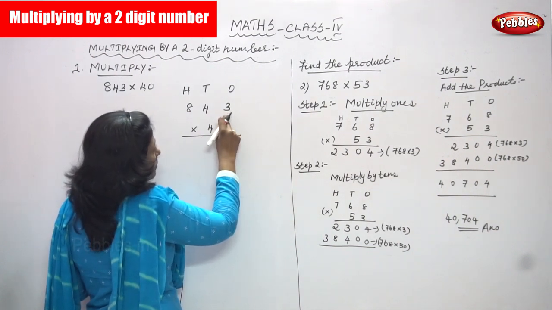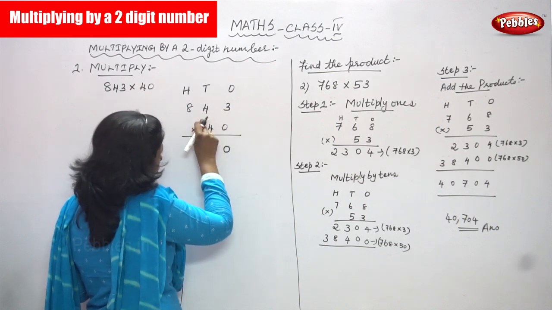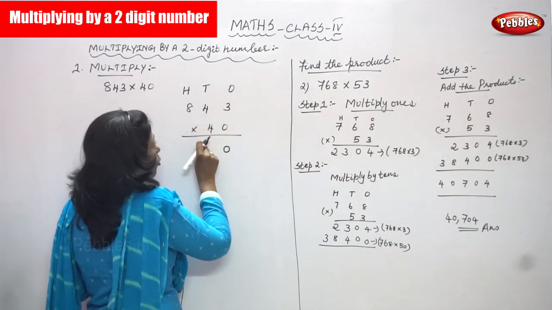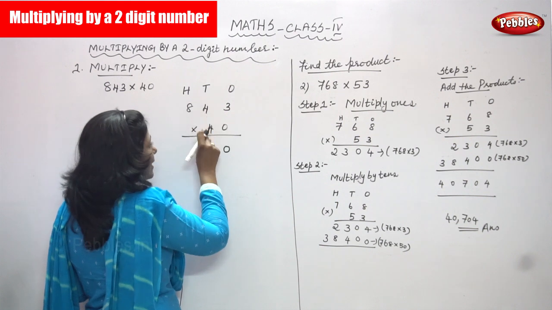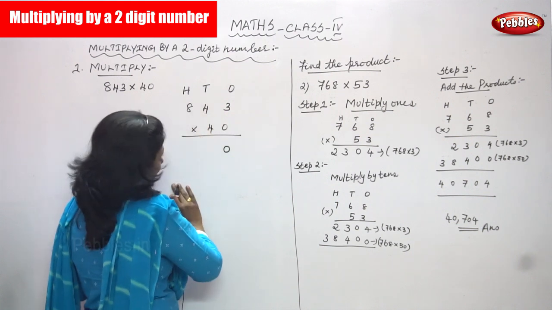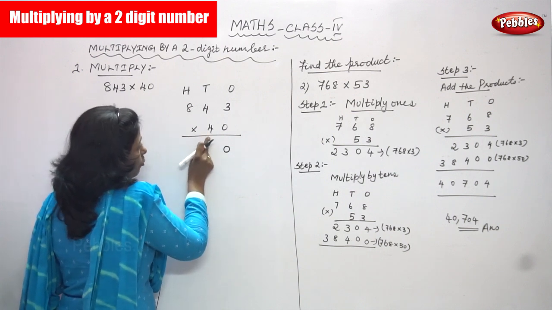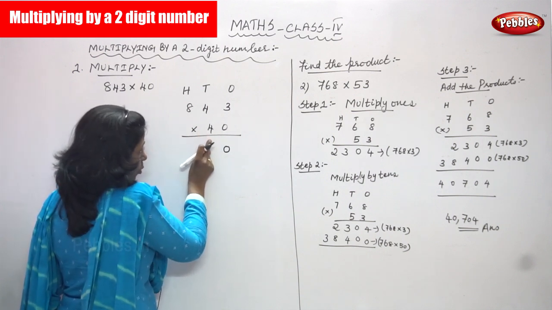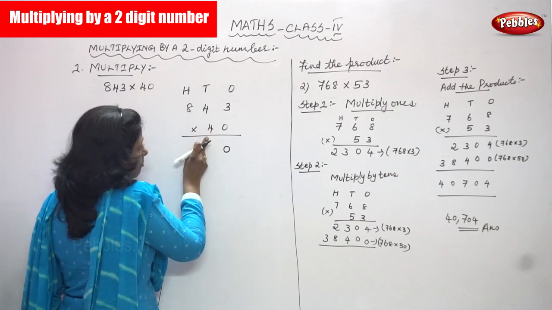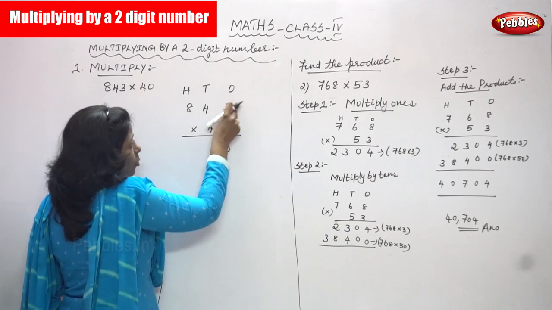So first I am going to multiply the ones place. Next I am going to multiply the same 4 by the tens place. Then I am going to multiply by the hundreds place. Okay, hundreds place number. So I am going to multiply by 4. The 4 is a tens digit. So I am going to multiply 4 into 3. So 3 is a ones place number.